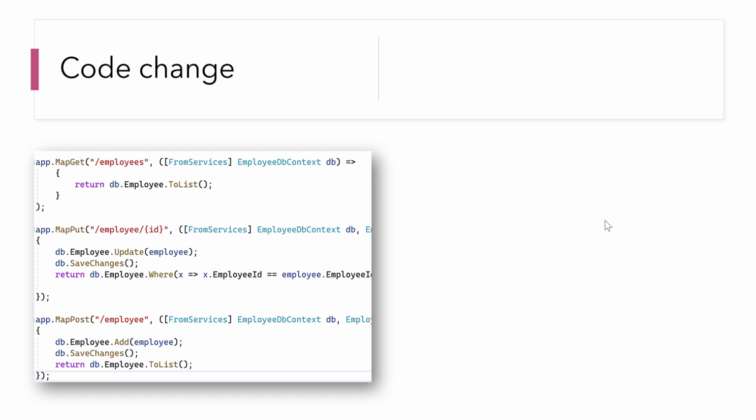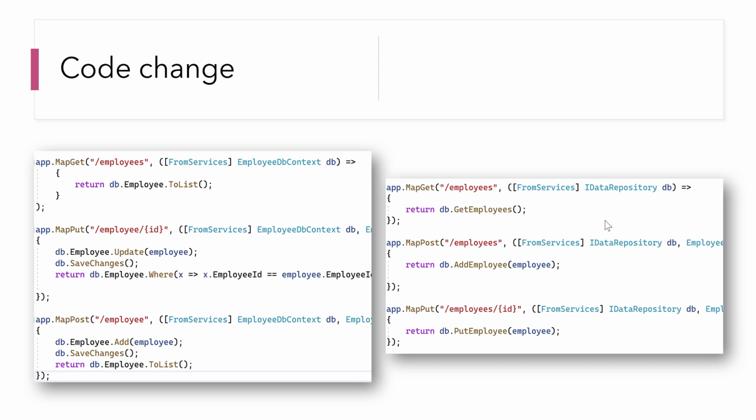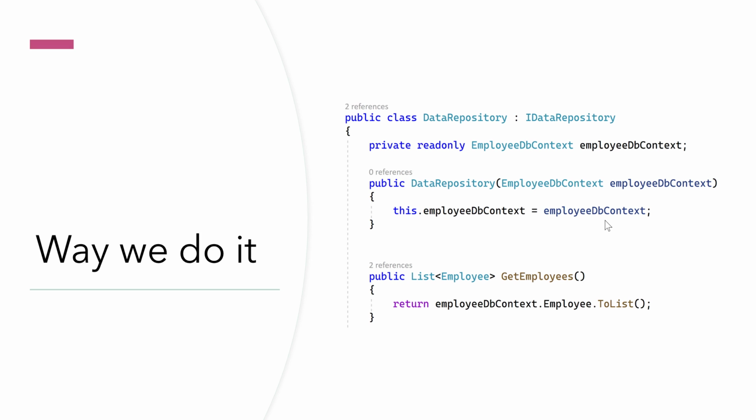Instead of using the concrete file, we'll just use the interface of it, something like this. As you can see here, this is neater. We are using an IDataRepository interface, which is basically going to be implemented by Entity Framework. But as you can see, we are just going to use methods like GetEmployees, AddEmployees, PutEmployees, but it is going to perform basically the same operation that you're seeing on the left hand side. So the way we are going to do it is using the repository pattern.